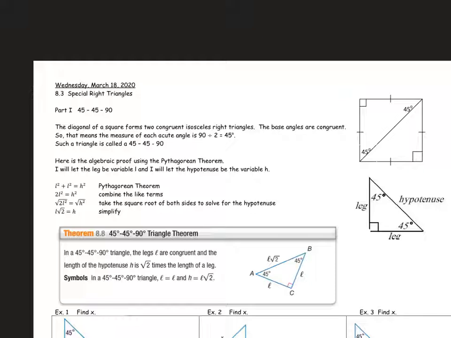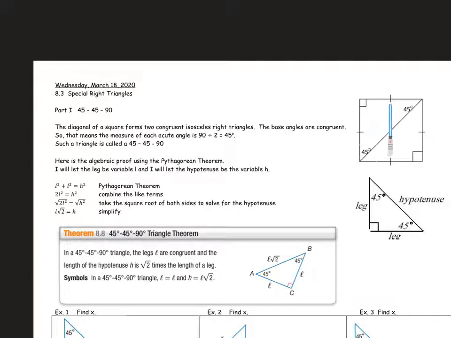Today we're going to move on to section 8.3, talking about special right triangles. The first one we're going to talk about is a 45-45-90 right triangle. But if you look over here to the right, this 45-45-90 right triangle comes from a square. So if we were to draw in one diagonal in a square, we get an isosceles right triangle right here.